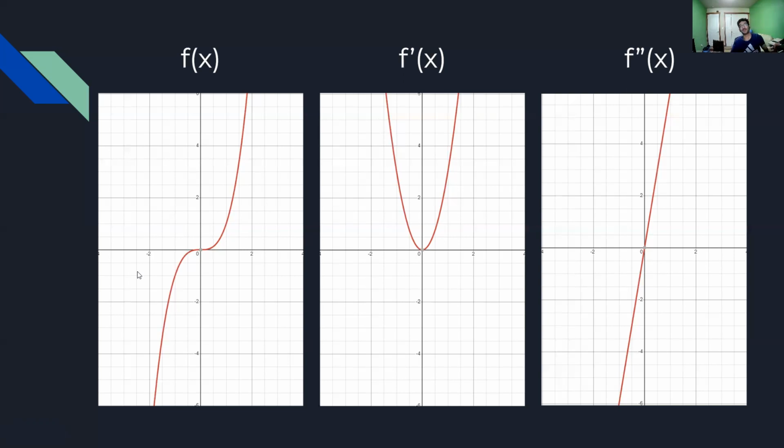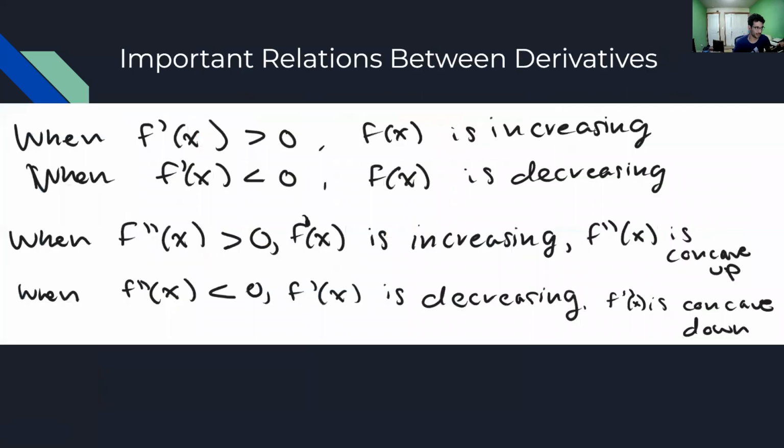Okay, I spent way too much time on these graphs, so I'm just going to move on to over here. So when f prime is greater than 0, that means the slope of f of x is greater than 0, which means f of x itself is increasing, right?